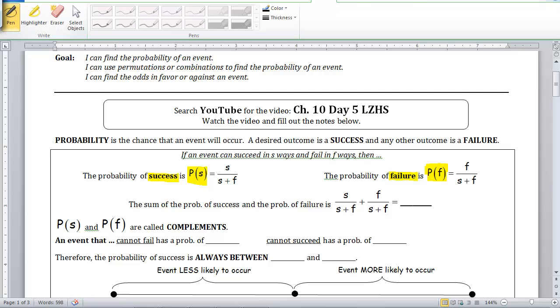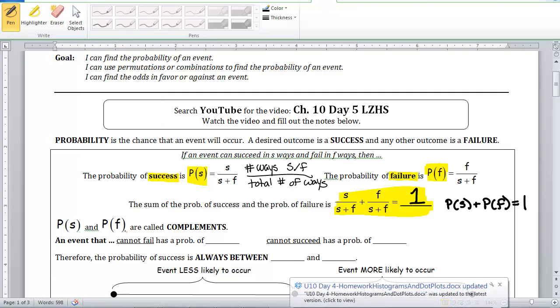What you will notice is in the numerator of both of these, you're going to have the total number of ways that you either succeed if you're doing success, or that you fail if you were doing failure. In your denominator, you notice they're the same: successes plus failures, so the total number of ways. What that would mean is if we were to add the success probability and failure probability, we should get a value of 1. The probability of success and the probability of failure are also called complements, since the two together total a value of 1.